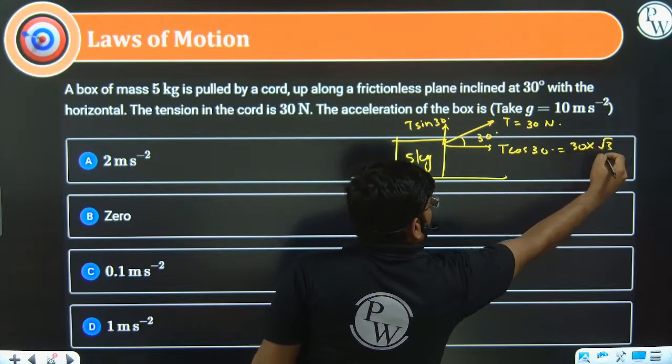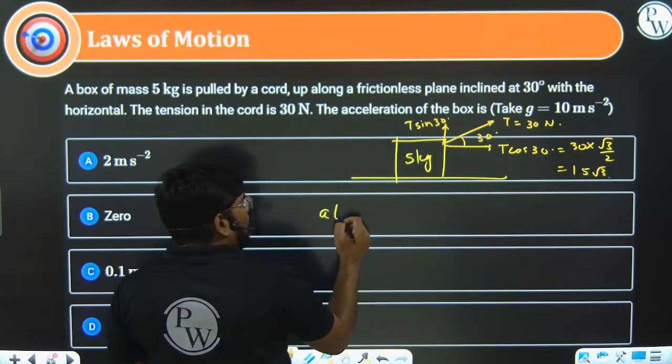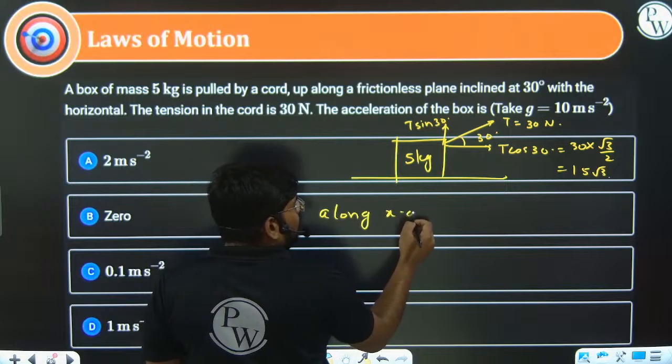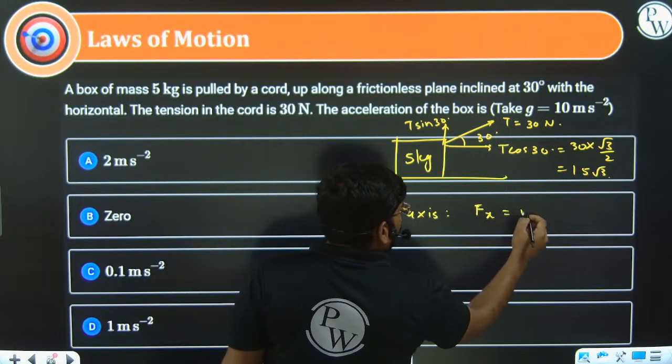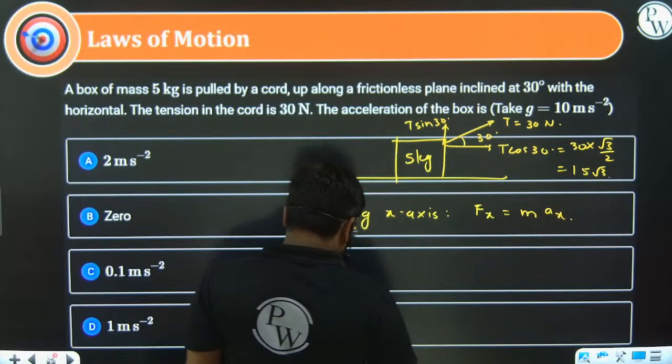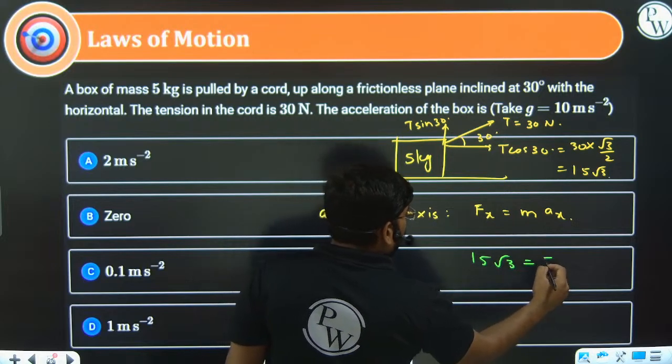And cos 30 is root 3 by 2. So overall, the motion is along the x-axis. Along the x-axis, only the body is moving. So what should I write? Sum of forces along the x-axis is equal to mass into acceleration along the x-axis. That's it. So this is 15 root 3 is equal to 5 a_x.